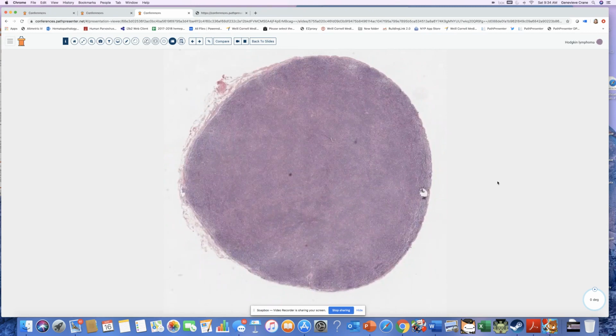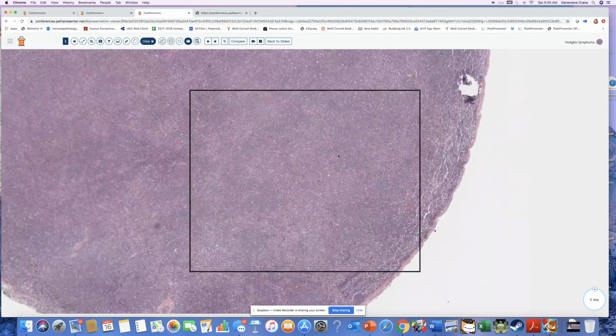This is our second case. It looks like an enlarged lymph node. We take a look initially at the capsule of the node. It does not appear thickened, and the overall lymphoid architecture appears to be effaced. There's kind of a vague nodularity, but we're not seeing reactive follicles.